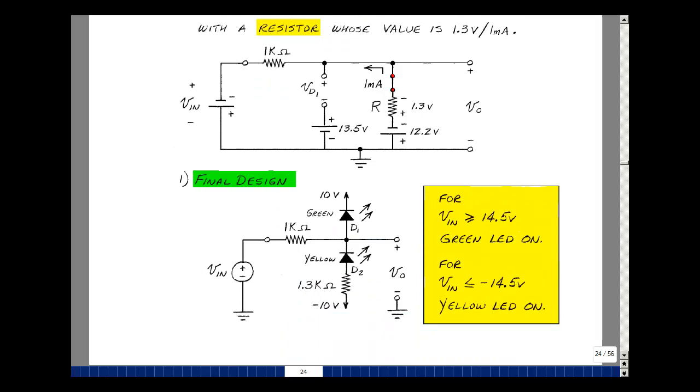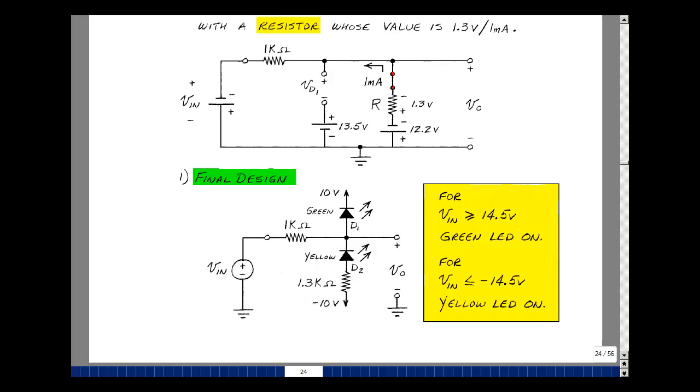So here's my final design. When the voltage is positive and greater than 14.5 volts, current flows in this direction, and we get the green LED to light. And when this goes negative, it goes in this direction, and it's roughly minus 14.5, and we get the yellow LED to light. And this is supplemental problem 211.